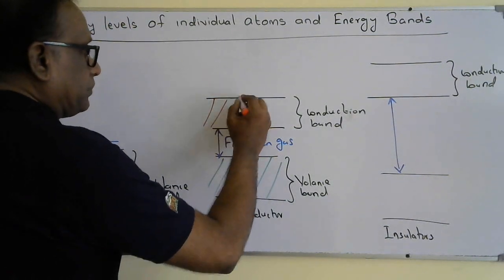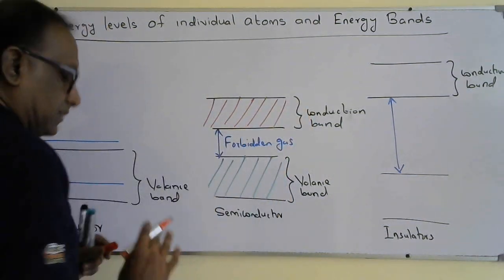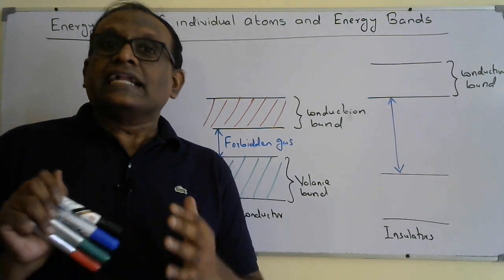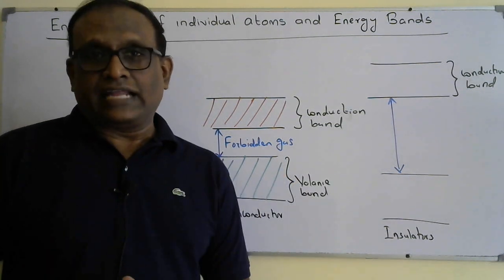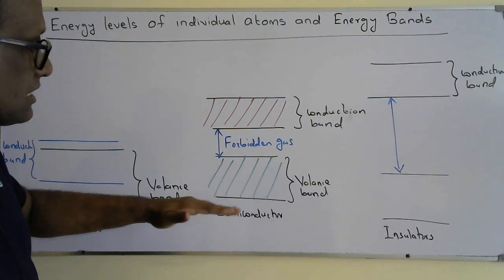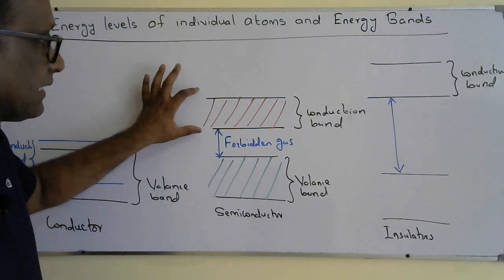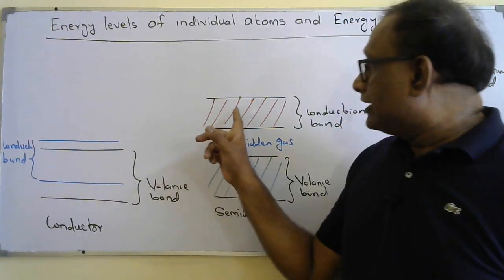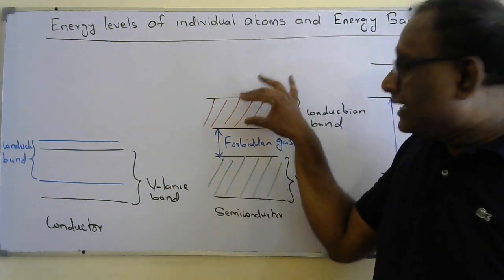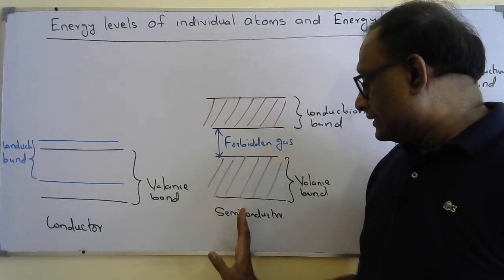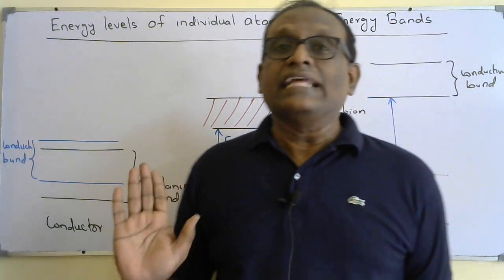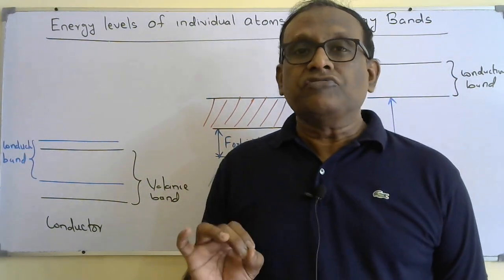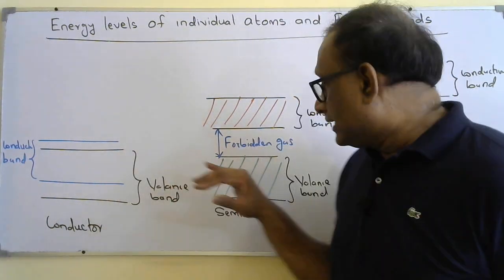For a particular semiconductor, this gap remains constant. What happens at 0 Kelvin, absolute 0? All the electrons will be in the valence band and the conduction band will be empty for a semiconductor. So that means the semiconductor will not be involved in electrical conduction, because electrons in the conduction band are involved in electrical conduction, not the electrons in the valence band.